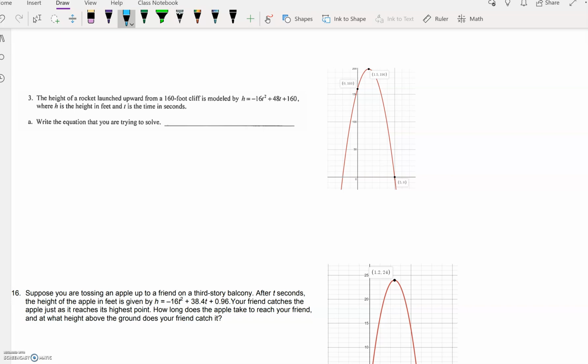Okay, so it says where h is the height in feet and t is the time in seconds, and the rocket is launched upward from a 160-foot cliff. So here's your 160-foot cliff right over here. That's where it's starting. The equation we're trying to solve, because we want to know when it hits the ground, is actually 0 equals negative 16t squared plus 48t plus 160. And you'll notice that 160 is our starting point that we see right here.